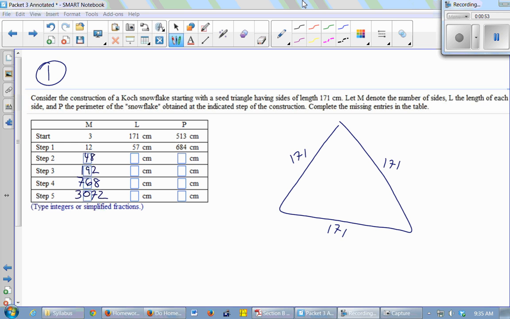All right, now the length of each side always changes by a third. That was something we discovered last class. Our seed triangle that we were investigating had sides of length 9, but the rule about how you build the snowflake is always the same. You take each side and break it into thirds, and on the middle third you put a new triangle. So the length of each side is a third of the original. 171 divided by 3 gives you 57.